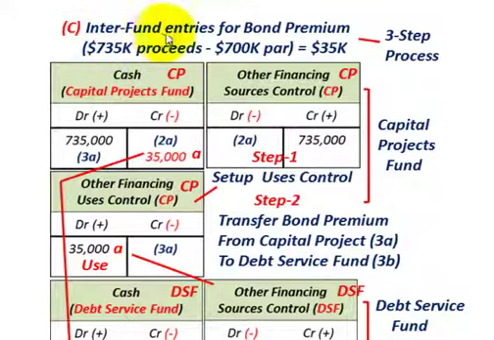Okay, now let's look at our interfund entries for the bond premium. So when we issued the bonds here, we received $735,000 in proceeds. They have a $700,000 par value or maturity value here. So the difference gives us a $35,000 premium amount. So these interfund entries is really a three-step process.